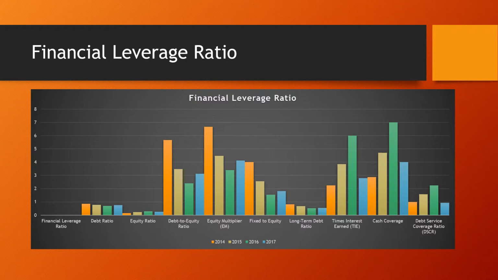Now financial leverage ratio, which is also known as solvency ratio. It helps to know whether the company is able to survive over a long period of time. Our bar graph here shows the difference of all financial leverage ratios like debt, equity, long-term debt, and other important ratios like cash coverage, equity multiplier over a period of time.